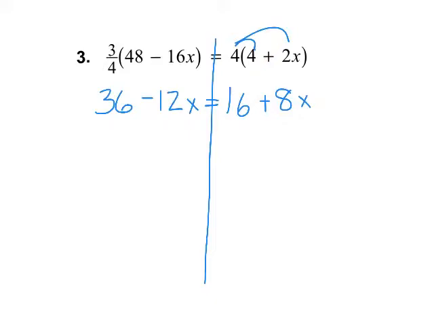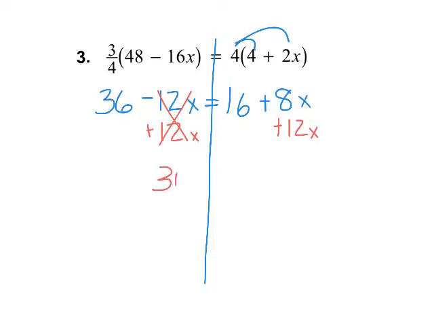So now my variables are on opposite sides. I personally like to keep variables positive. Okay? You don't have to follow that same thing if you don't want to. But I personally like to keep variables positive. In order to keep my variables positive, it would be smarter for me to add 12x to both sides. And again, if you wanted to take all the variables to the left, you're more than welcome to do that.